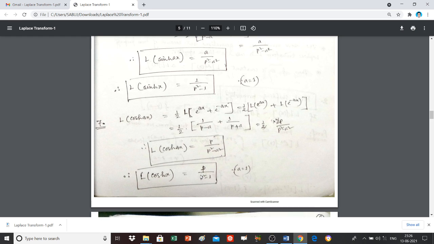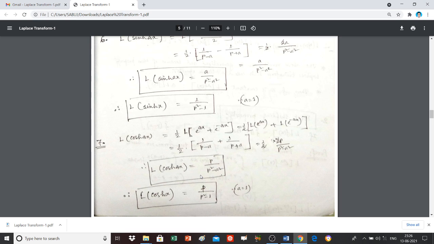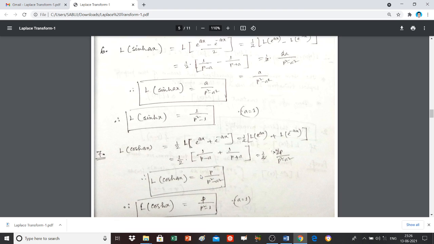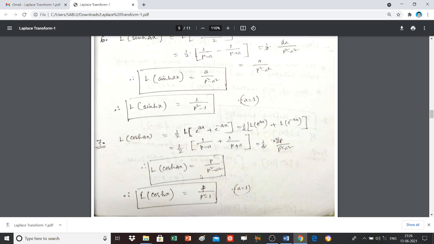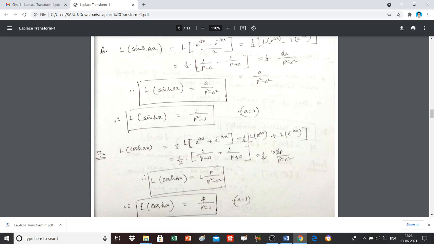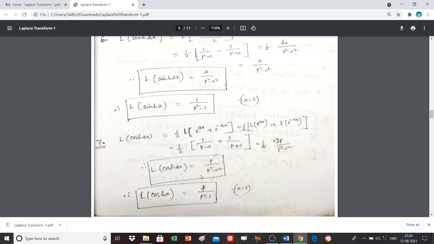So this is all about the Laplace transform of fundamental or elementary functions, and these Laplace transforms of different elementary functions will be used to solve different problems, and these are very important. You have to remember these Laplace transforms of these functions. That will be very beneficial to compute several problems in future.